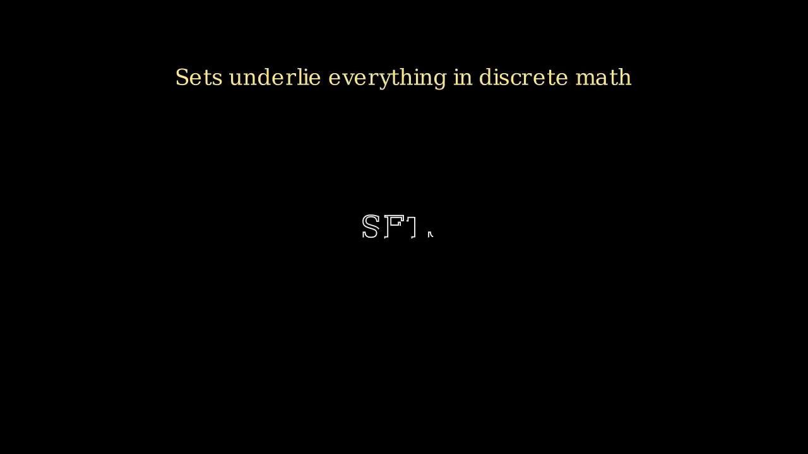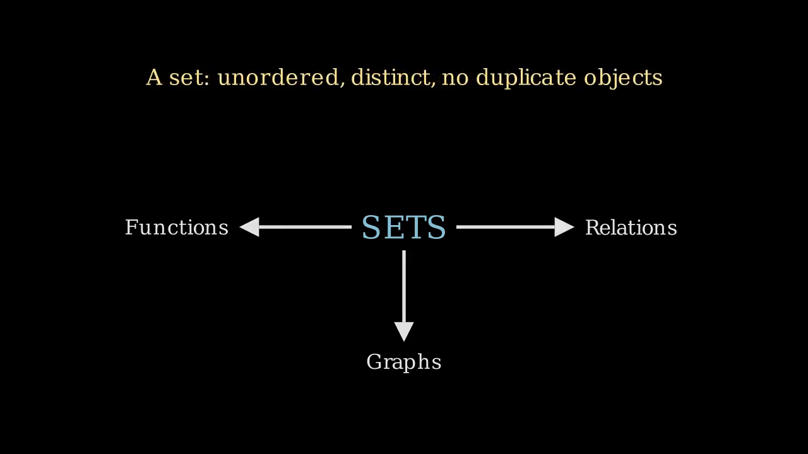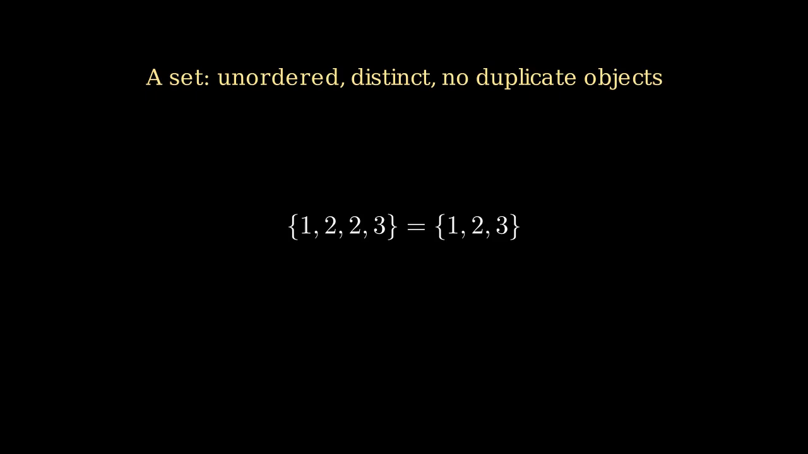Sets are the most basic building block in all of discrete math. Everything else in this course, functions, relations, graphs, is built out of sets underneath. A set is simply an unordered collection of distinct objects. Order doesn't matter, and duplicates don't count. The set containing 1, 2, 2, 3 is exactly the same set as the set containing 1, 2, 3.